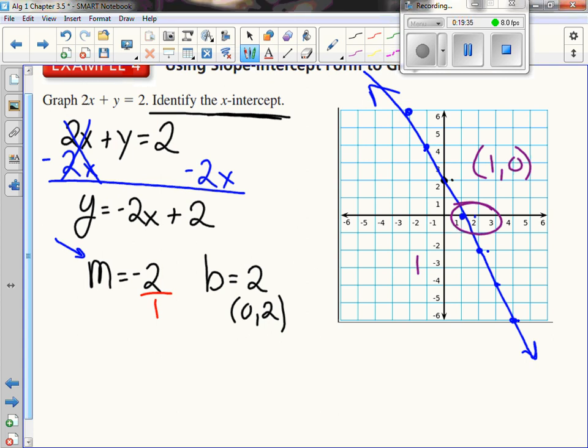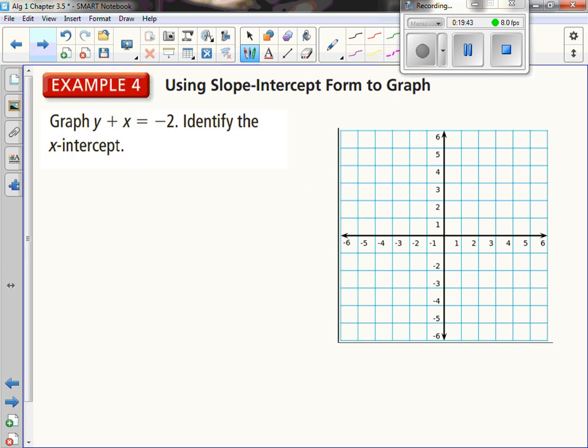Any questions on this? Yeah. So the x-intercept will always be the value of x, comma, 0. The value of x that makes the equation equal to 0.